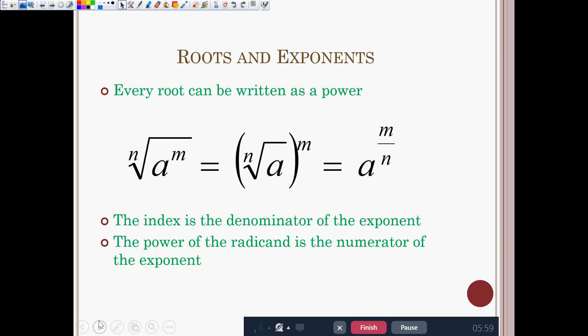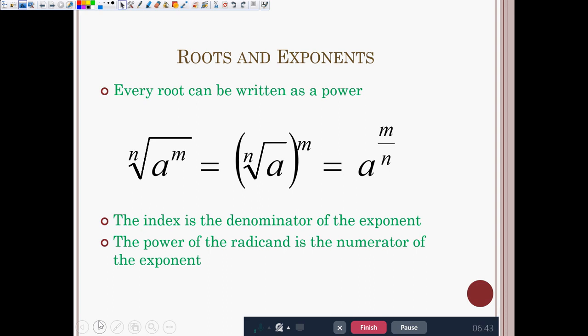So how roots and exponents can be written interchangeably, okay? All 3 of these are the same problem. So my n is my index, the a is going to be the number, and my m is my exponent, okay? My exponent can also be on the outside, or it can be written as a fraction where your index is the denominator of the exponent, and your power is the numerator of the exponent, okay?